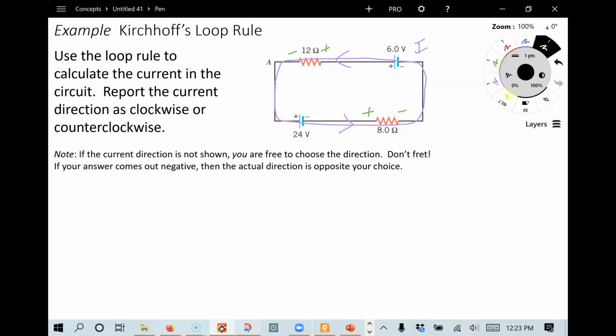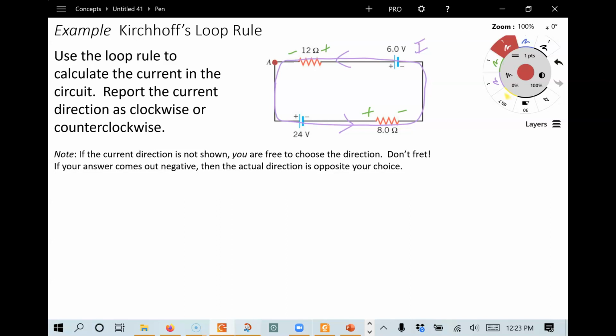Now the loop rule is kind of like an imaginary thing. We're going to start at one corner or one point in the loop, and we're going to mentally walk through the loop. We can go either direction we want, clockwise or counterclockwise. Every time we jump across a voltage change, we add it up, and once we're back at the starting point, we set it equal to 0. So let me just decide to start at point A.